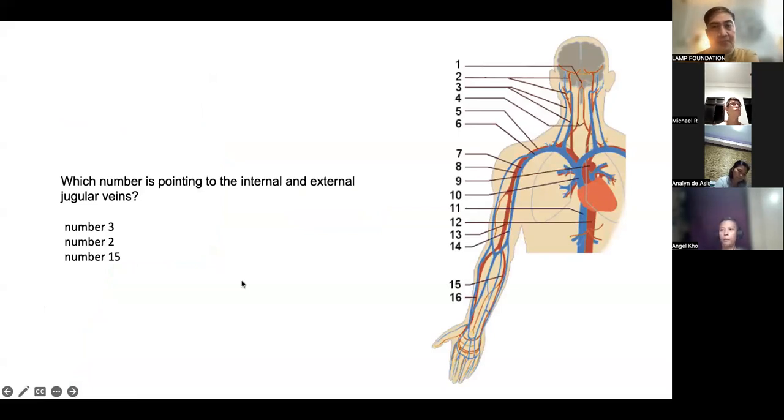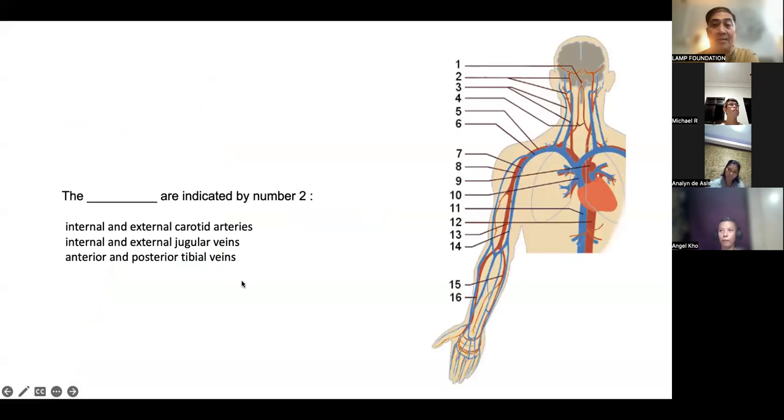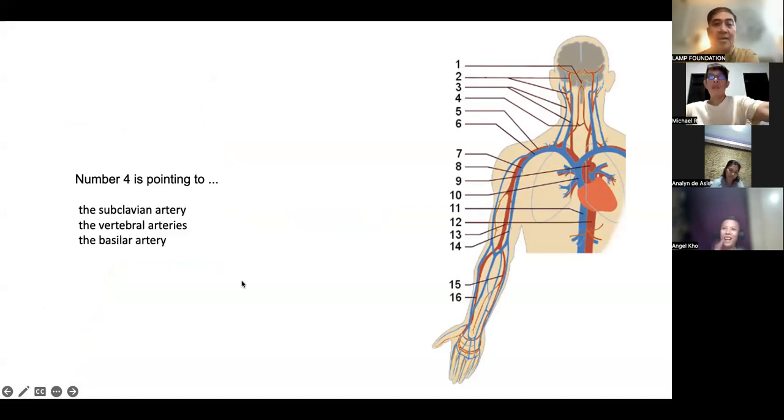Number 3. The blank is indicated by number 10. Superior vena cava. The blank is indicated by number 2. Internal and external carotid arteries. Number 6 is pointing to? The subclavian vein. Sorry, second round. Number 4 is pointing to?